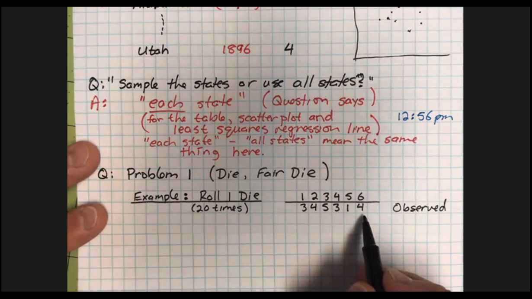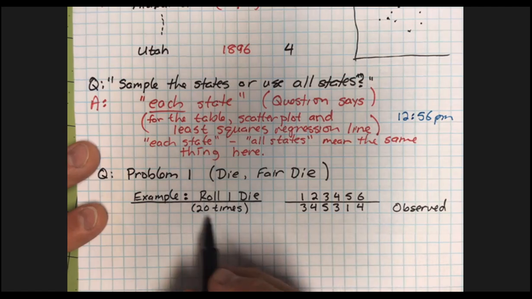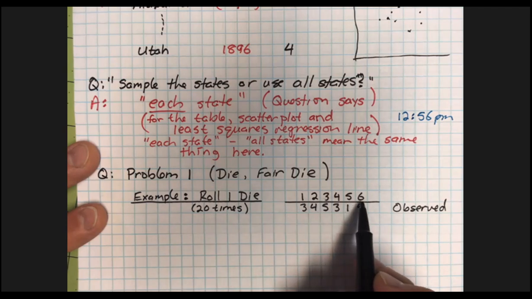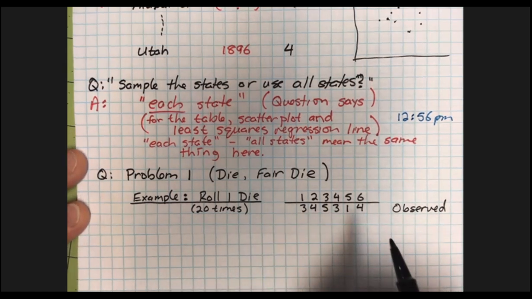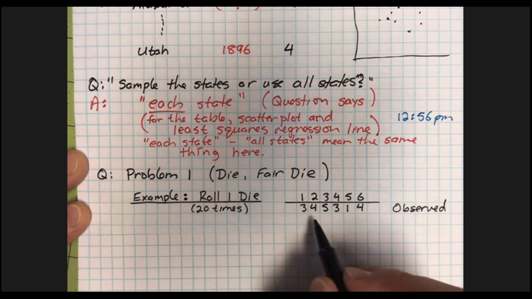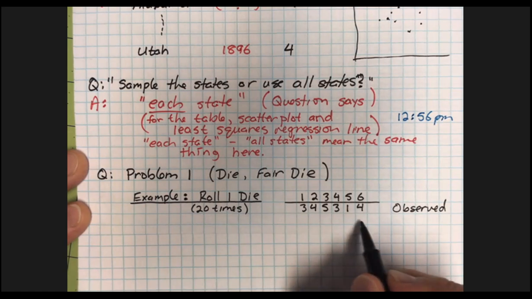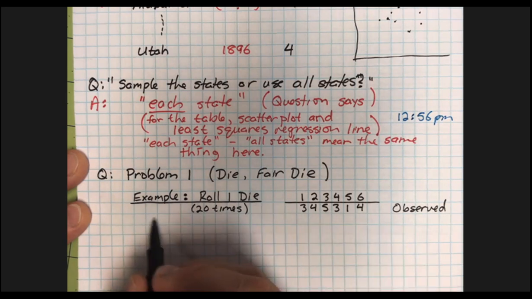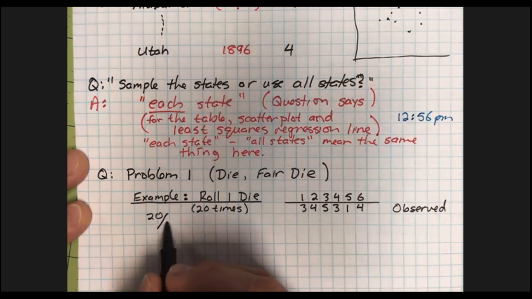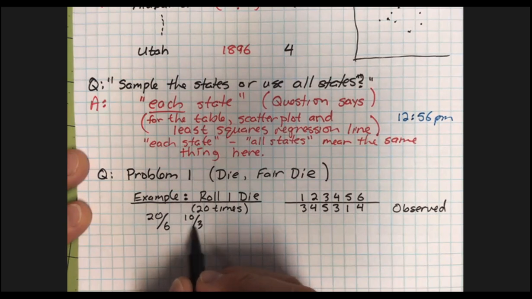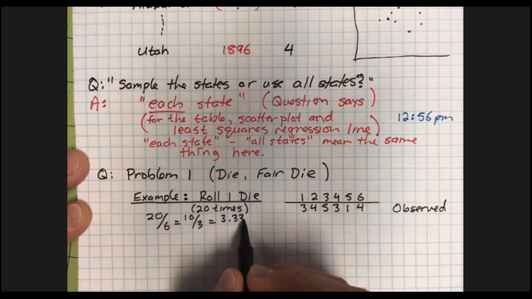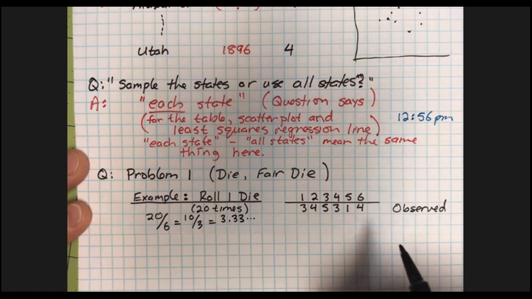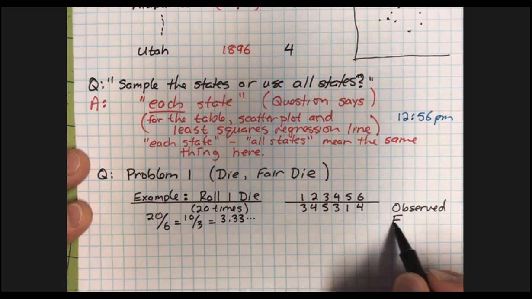That's clearly not equal. But on the other hand, if you roll the dice 20 times, these couldn't possibly be all equal because 6 doesn't go into 20 evenly. You know, if it was even, maybe you'd have 3s and 4s show up here. What's 20 divided by 6 even on the average? 10 divided by 3? 3.33 threes going on forever? I guess that's what you would expect.